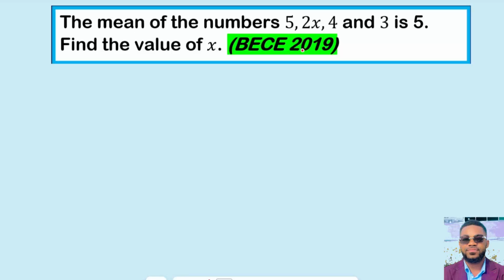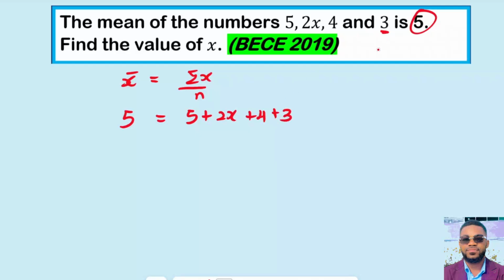Remember, this also came in the year 2019. So now let's answer the question. So once this is a discrete data, we have to quote our formula. And our formula is x bar, that is the mean, is equal to sigma x out of n. We know that it was given in the question that the mean is 5. So in place of the mean, we just have to write 5. And that is equal to the sum of x. These are the x values. We have 5 plus 2x plus 4 plus 3. Remember that 3 is also part of it. Now, divided by the number of items, which in this case, we have just 4 items.